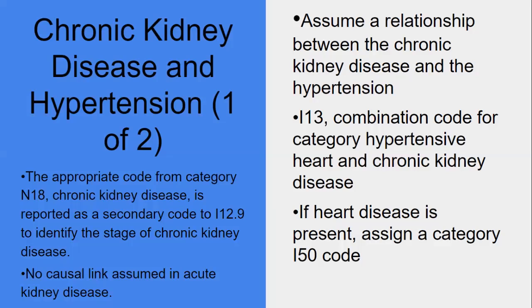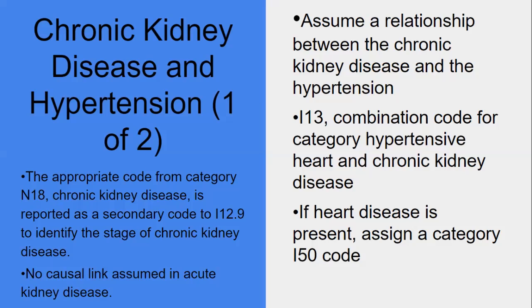Chronic kidney disease. So you guys have had some practice with looking at end-stage renal disease and different stages of kidney disease, because we've coded some of those previously. The appropriate code from this category is going to be N18. Chronic kidney disease is reported as a secondary code to I12.9 to identify the stage of chronic kidney disease. No causal link is assumed in acute kidney disease. Assume a relationship between chronic kidney disease and the hypertension.